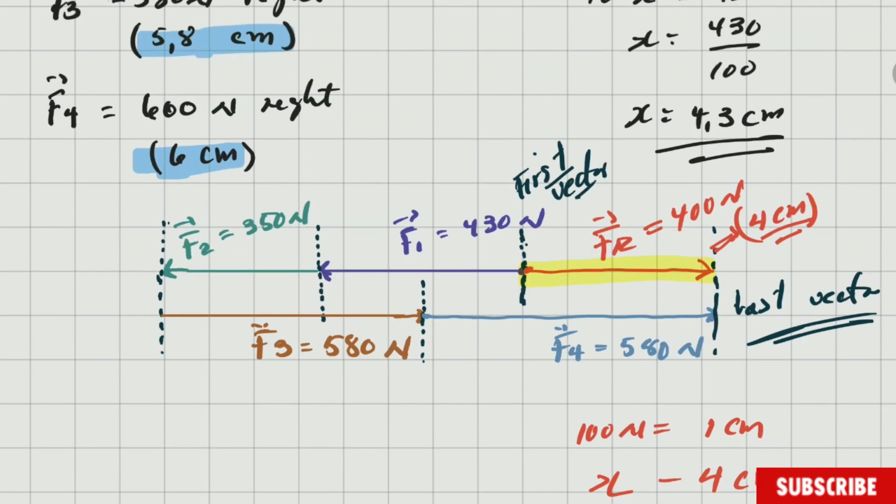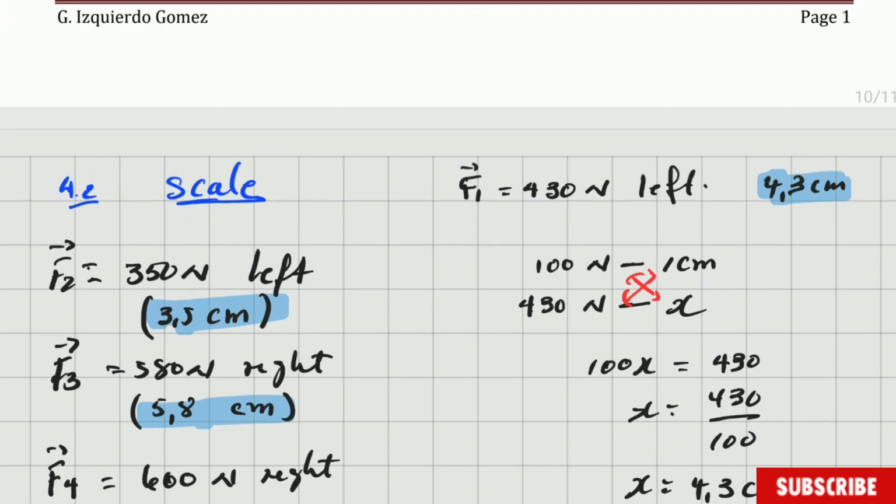Guys, this is how we add vectors graphically. In this example, we have 4 vectors acting on an object.